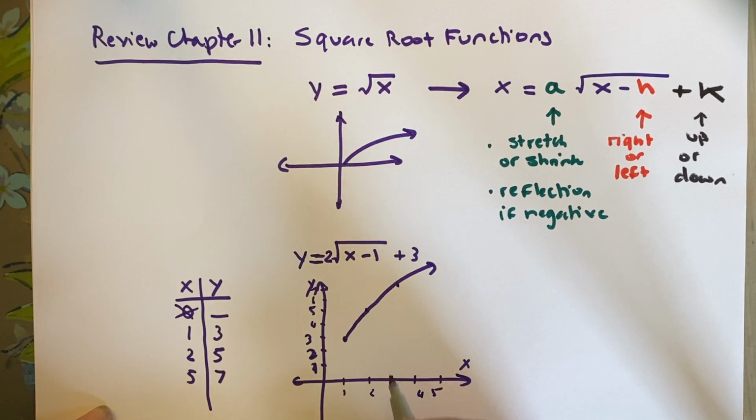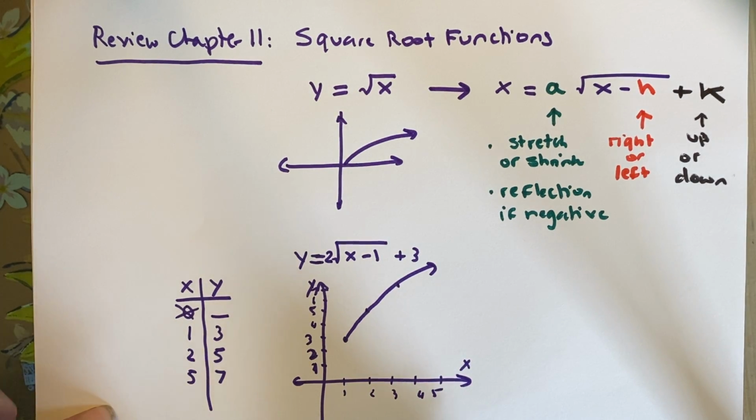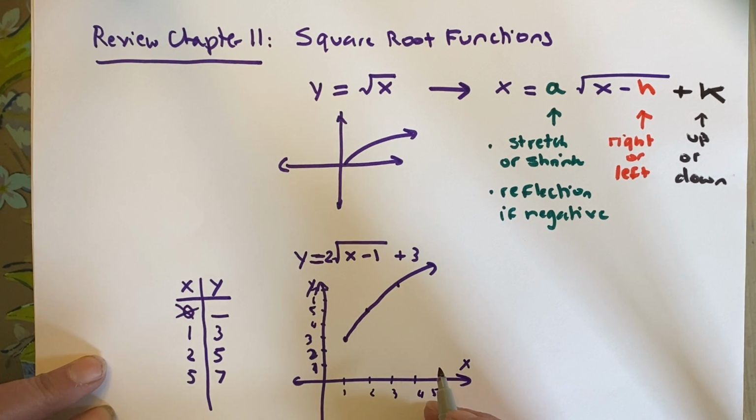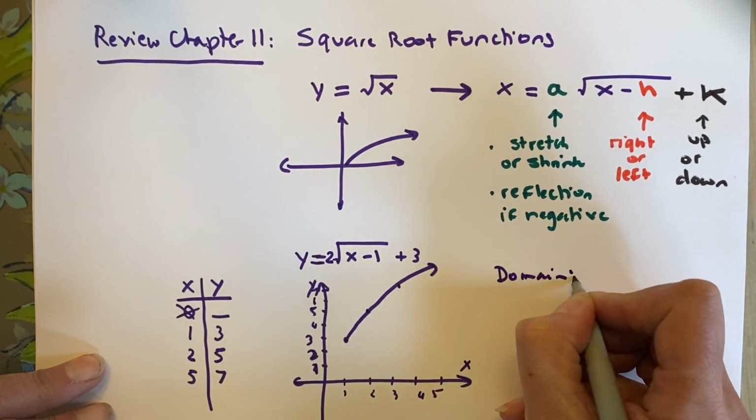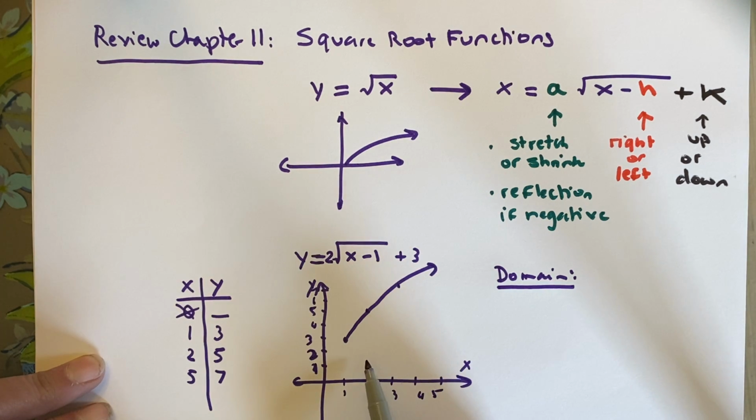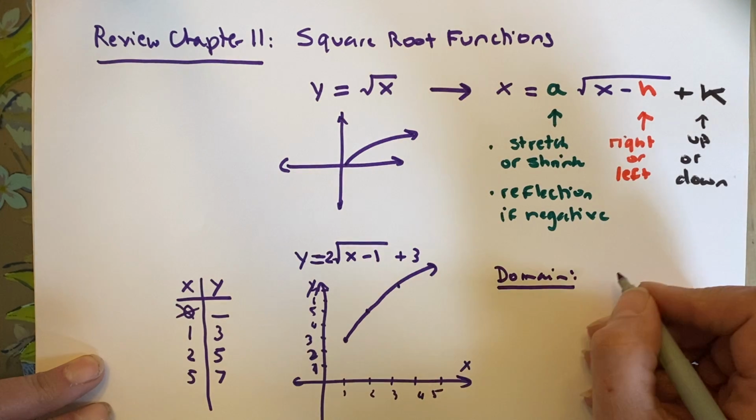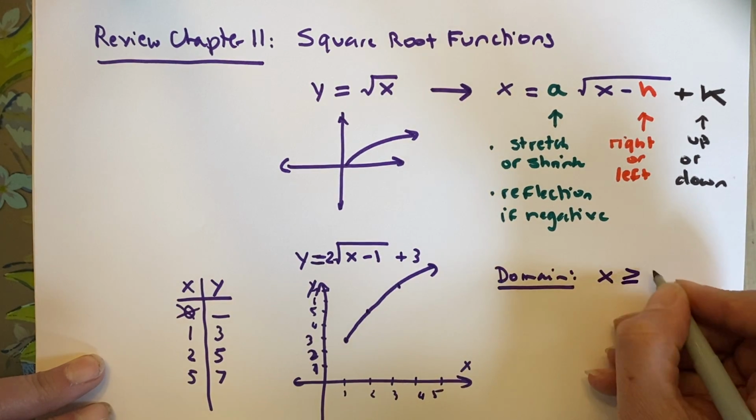So what does this say about the domain and range? These functions, the domain and range is really important, and you have to give them on your test. So here's the domain. The domain is all the x values, right? Well, what can you say about the x values? You can't have any x value that's smaller than 1. So you have to say x is greater than or equal to 1.